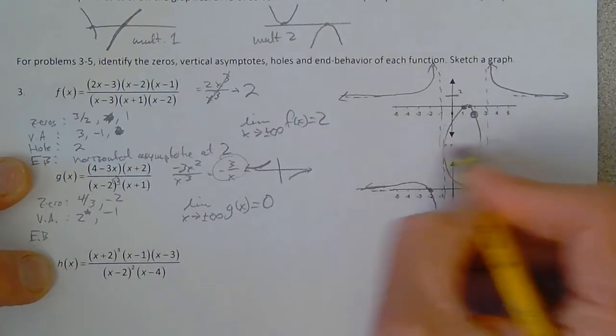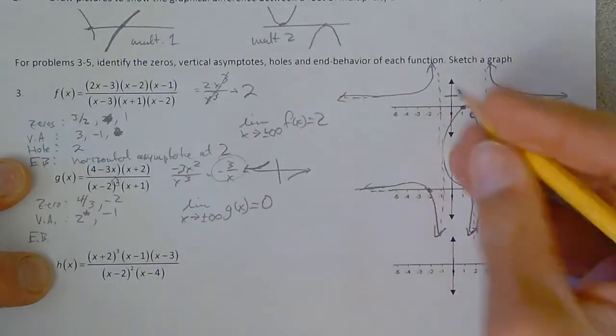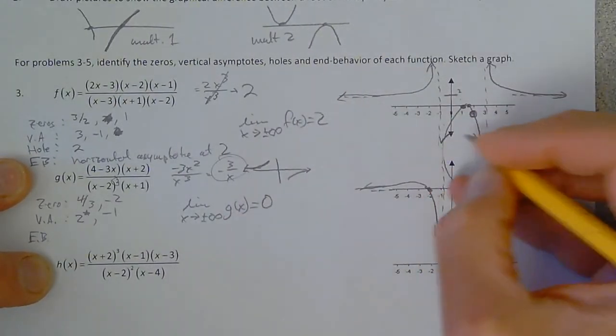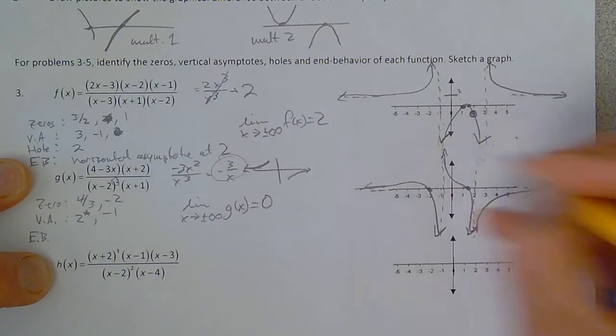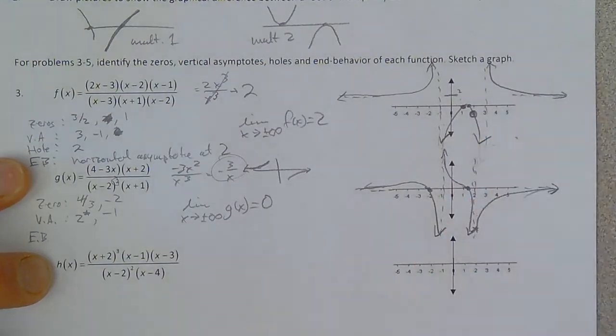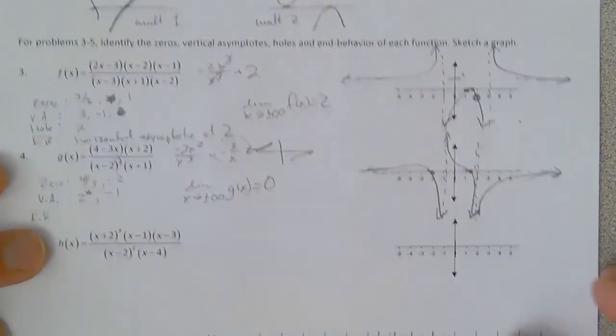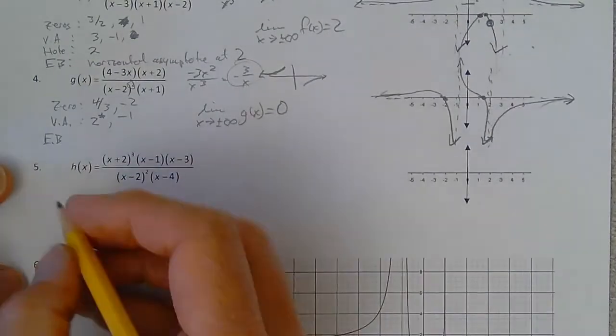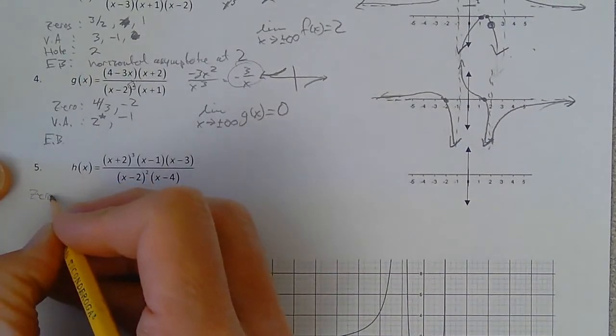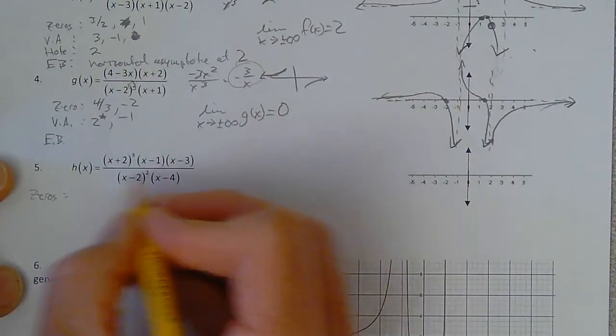See if I can separate those a little bit. This one's coming down there and there. This goes that direction right there and has that vertical asymptote. Okay. All right, here my zeros come from the numerator.